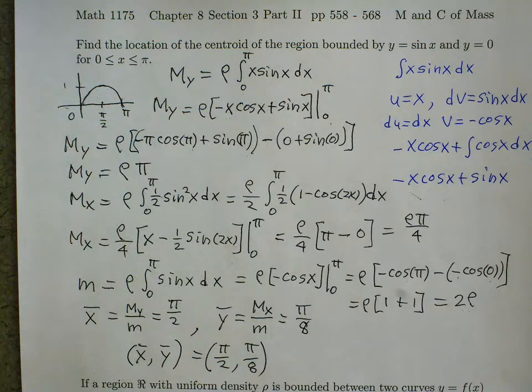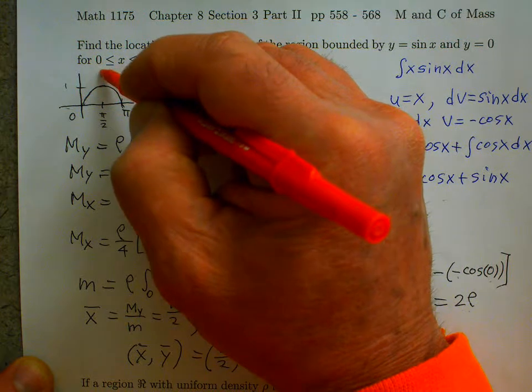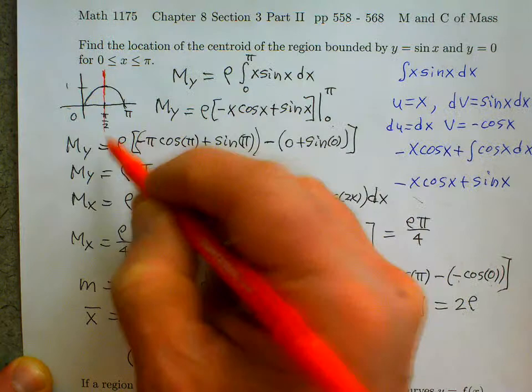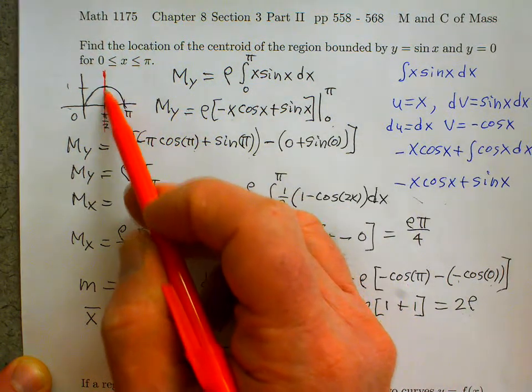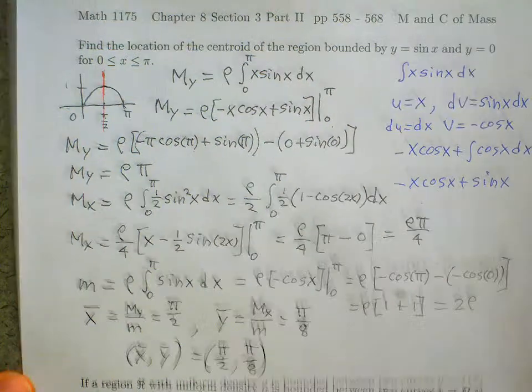Because there's a line of symmetry at x equals pi over 2, which means that by definition the centroid would have to fall on that line. So the answer is we have a vertical line of symmetry through x equals pi over 2. So the centroid has to be on that vertical line, which is what we found.